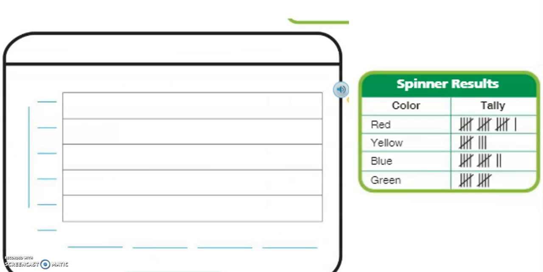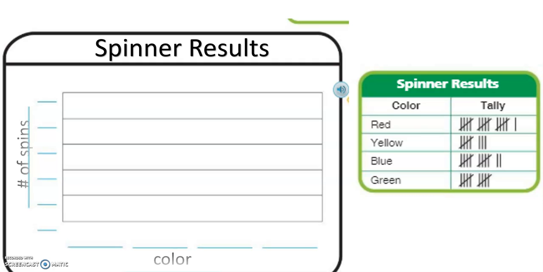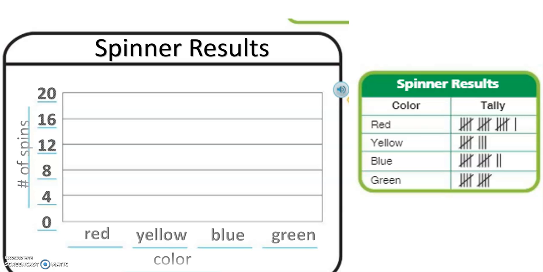Let's look at these spinner results. Again, we need a title. We need labels. We need our colors and our numbers. I decided on a scale of 4. Looking at my information, a scale of 4 is appropriate. So red, 5, 10, 15, 16. My red bar is going to go all the way up there.